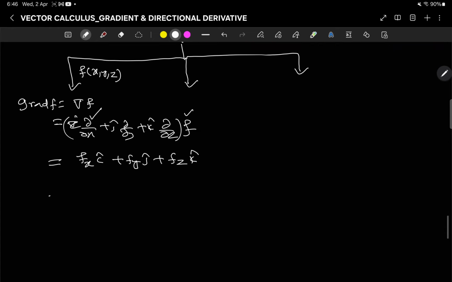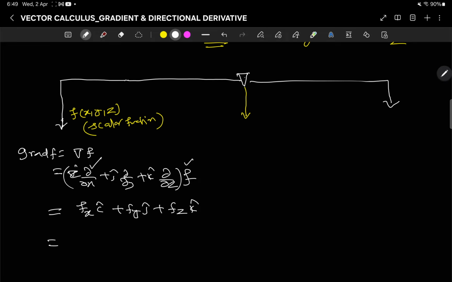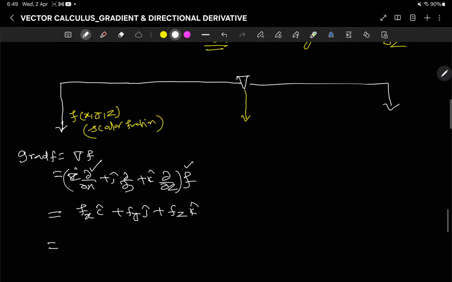Okay, so that means this is differentiated partially, so I can write fx i plus fy j plus fz k. Or in short I write summation of fx i. So here, as you know, if del is operated on the scalar point function, then it yields the gradient. So gradient of f, or I write del f, is this. In short I will write it as summation of i fx, or summation of j fy, or summation of k fz.